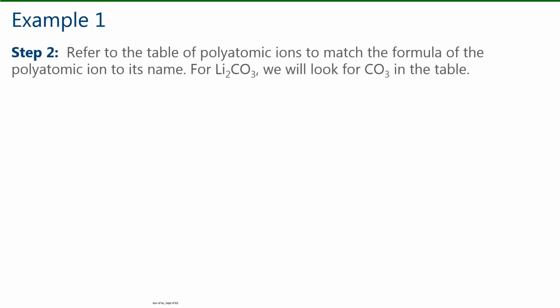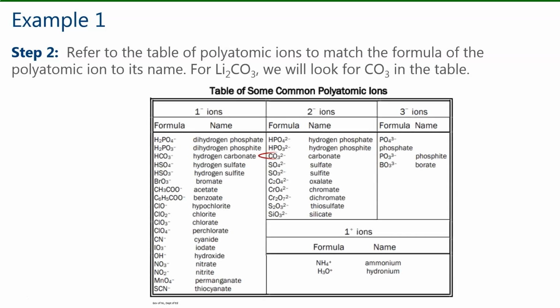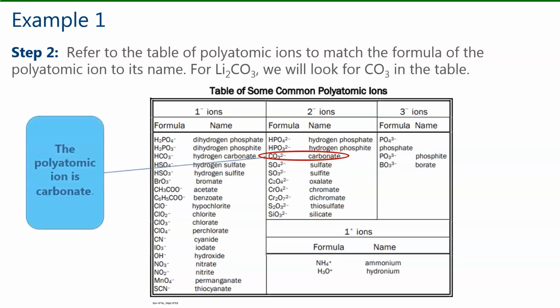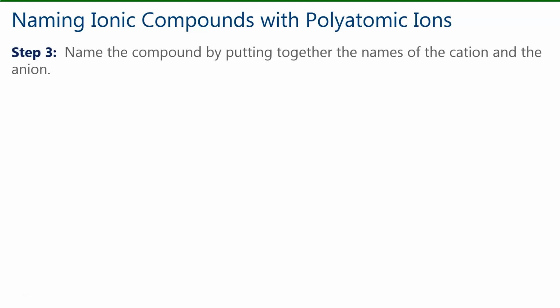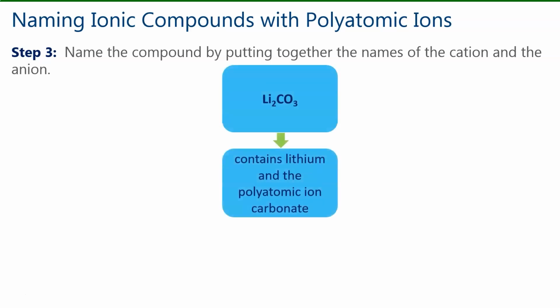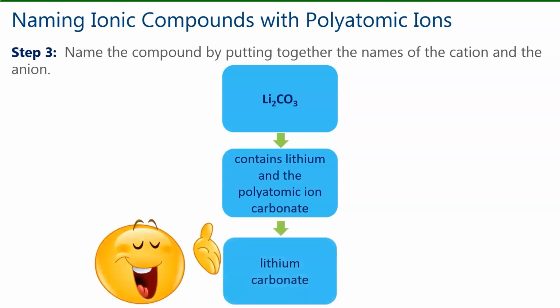Now we're going to refer to the table of polyatomic ions to match the formula of the polyatomic ion to its name. For Li2CO3, we will look for CO3 in the table of polyatomic ions. And there it is. The name of this polyatomic ion is carbonate. Our last step then is to name the compound by putting together the names of the cation and the anion. So for this compound, it contains lithium and the polyatomic ion carbonate. We put those together, and the name is lithium carbonate.